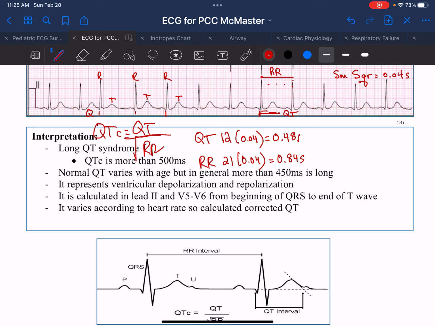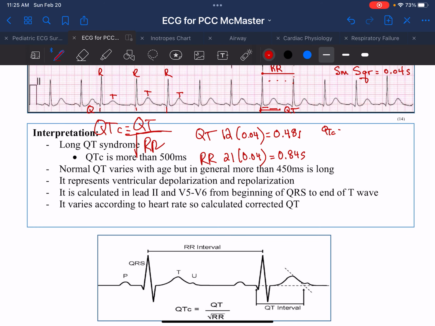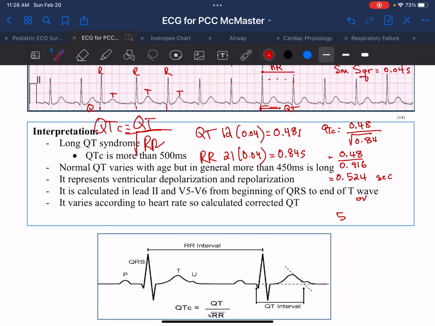We now just need to plug those numbers into our equation for QTC. So QTC is equal to 0.48 divided by the square root of 0.84, which equals 0.48 divided by 0.916, which is equal to 0.524 seconds, or 524 milliseconds. And that's our QTC.